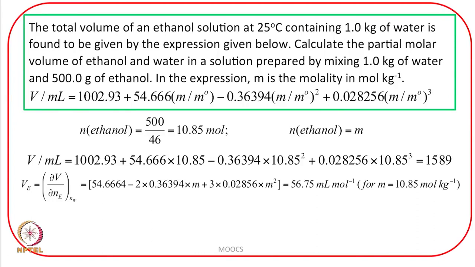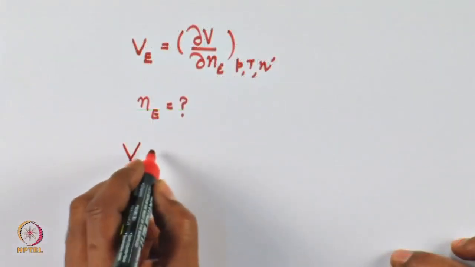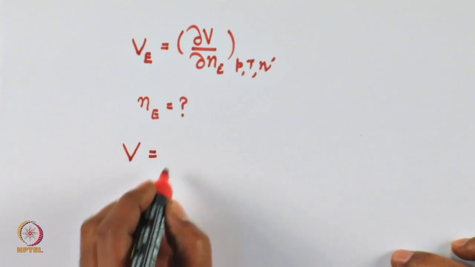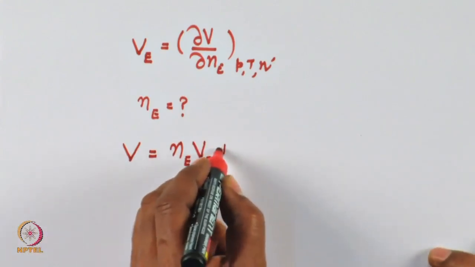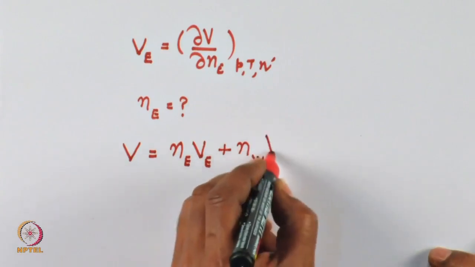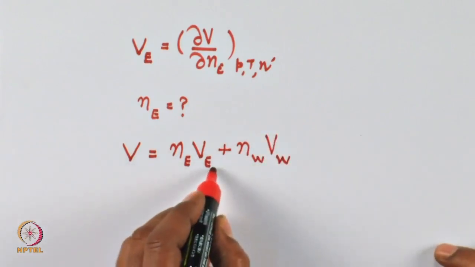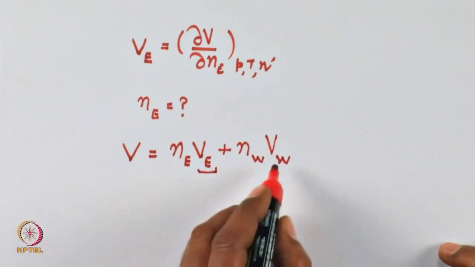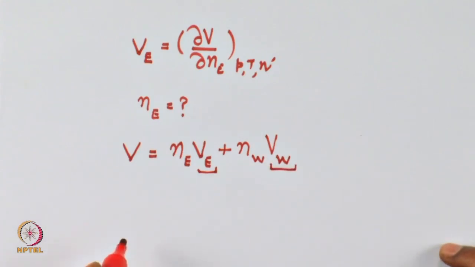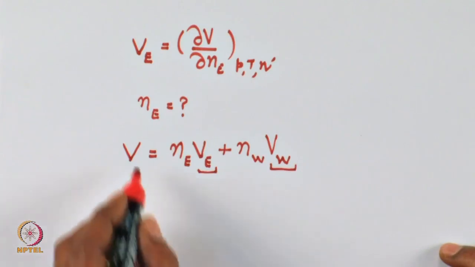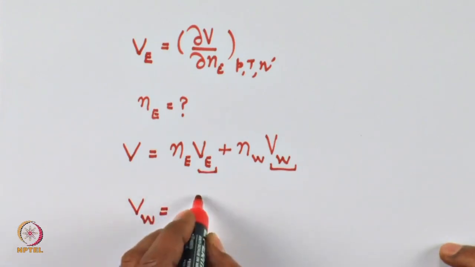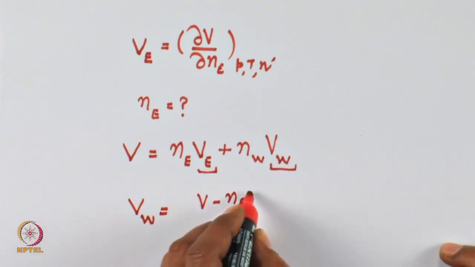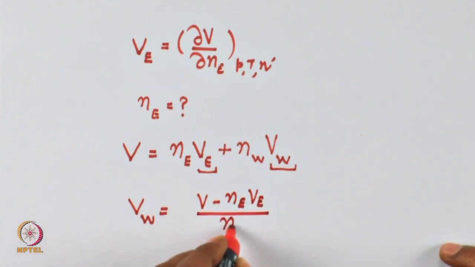Okay, so now we have the partial molar volume of ethanol. The total volume of the solution will be number of moles of ethanol into partial molar volume of ethanol plus number of moles of water into partial molar volume of water. We have already calculated partial molar volume of ethanol. What we need to now calculate is partial molar volume of water. We know the total volume. Therefore, partial molar volume of water from this expression is going to be V minus N_E V_E over N_W.